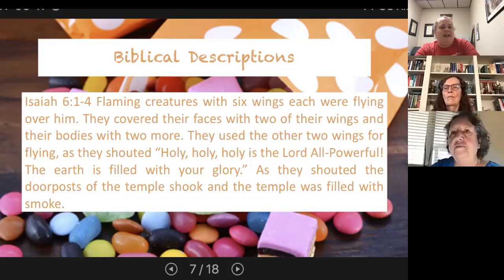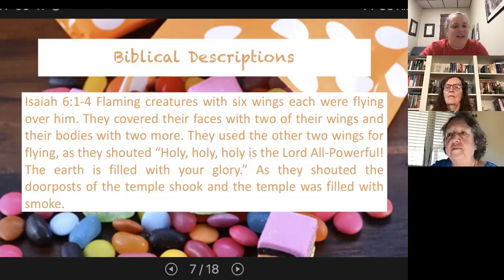So the first one is Isaiah chapter 6, verses 1-4. Flaming creatures with 6 wings each were flying over him. They covered their faces with 2 of their wings and their bodies with 2 more. They used the other 2 wings for flying, and as they shouted, "Holy, holy, holy is the Lord all-powerful. The earth is filled with your glory." As they shouted, the doorposts of the temple shook, and the temple was filled with smoke. So what does that look like?